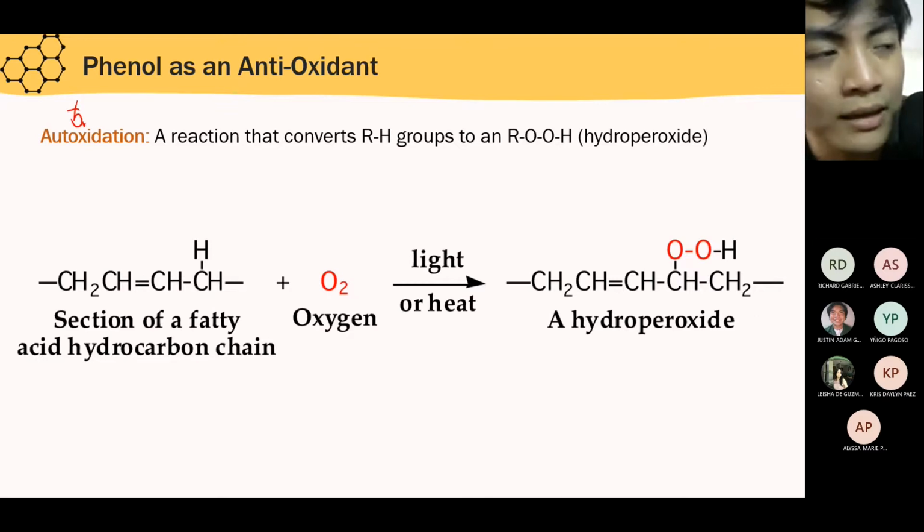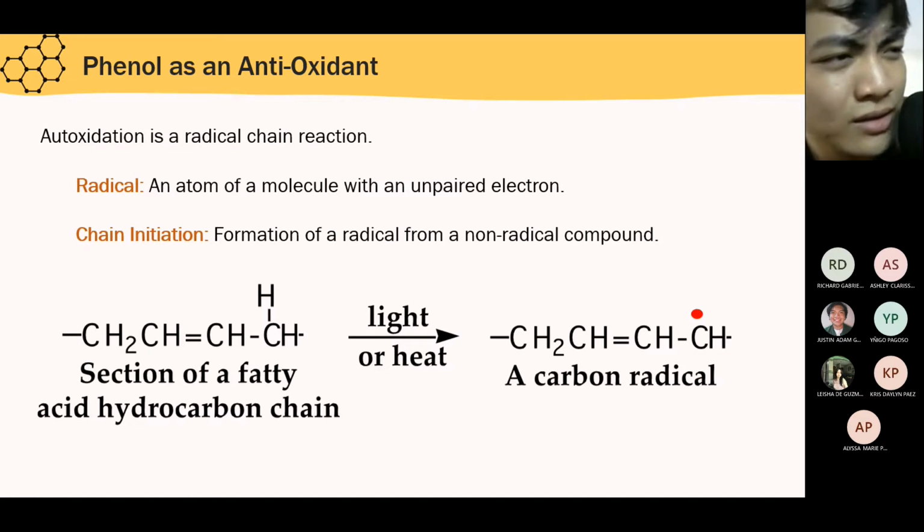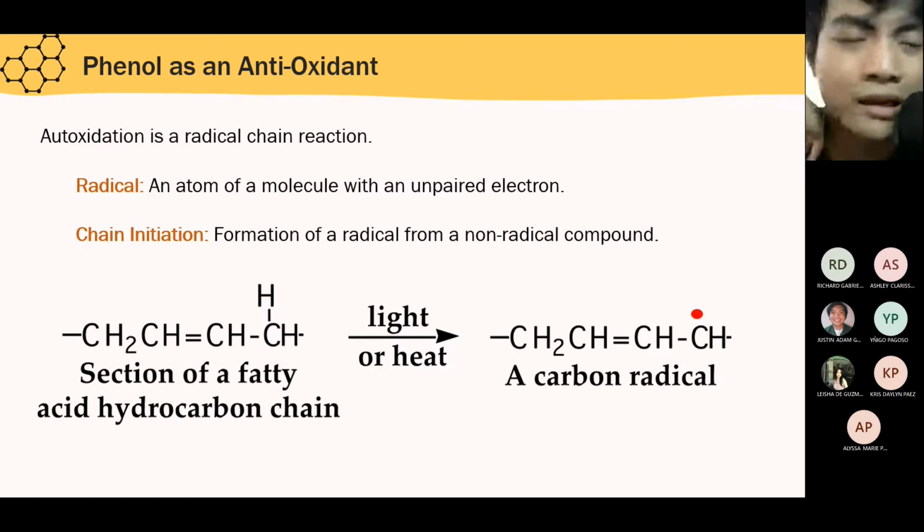So, yan. Bakit? Kasi, apparently, yung oxygen, it can combine with your fatty acid chain in the food, producing a hydroperoxide. Okay? So, yun yung molecule ng hydroperoxide. Yung oxygen mismo yung didikit sa fatty acid chain ng pagkain mo. And then, what will happen next, no? That hydroperoxide can produce carbon radical.